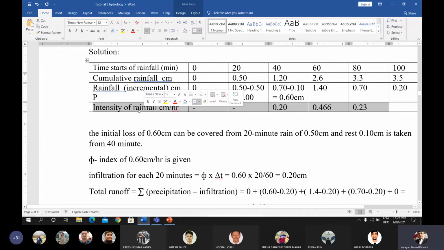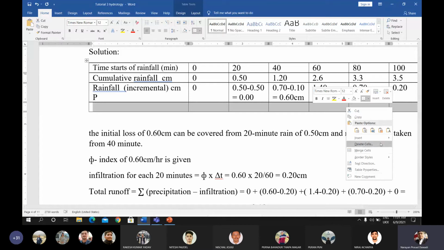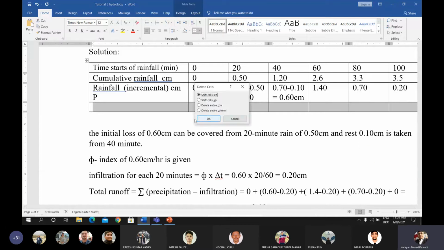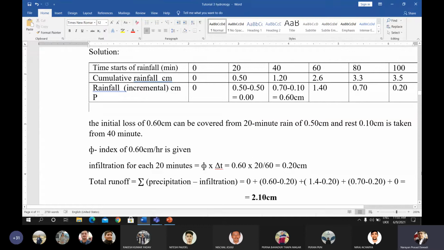This is not necessary here. You can understand from the data also, directly we can understand. Now this is the data. The incremental rainfall for each 20 minutes is 50 minus 0, 50. 120 minus 50, 0.7. 2.6 minus 120, 1.4. 3.3 minus 2.6, 0.7. 3.5 minus 3.3, 0.20.